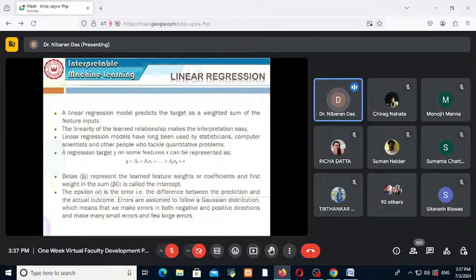So in other words, beta j represents the learned feature weights or coefficients, and the first weight in the sum, beta 0, is called the intercept, and epsilon is the error, that is the difference between the prediction and the actual outcome. The important point is that errors are assumed to follow a Gaussian distribution, which means that we make errors in both negative and positive directions, and make many small errors and few large errors.